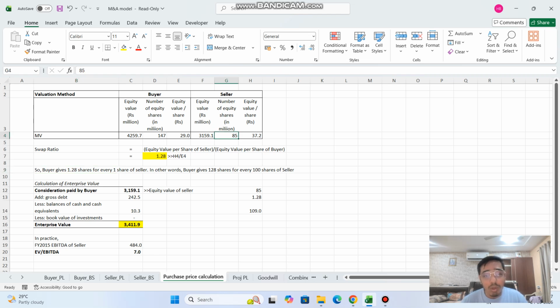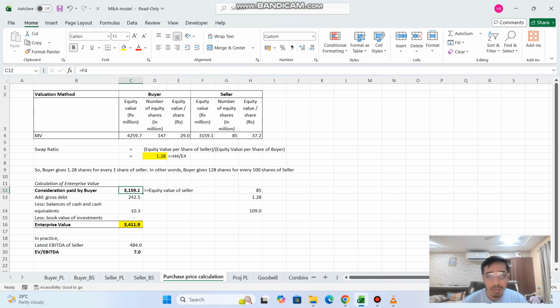Now the total number of equity shares is 85. So the total number of shares that the buyer has to issue to the seller, as it is giving 1.28 shares for every one share, will be 1.28 into 85, which is in millions, giving a total of 109 million shares. So the buyer will issue a total of 109 million shares for purchasing the seller.